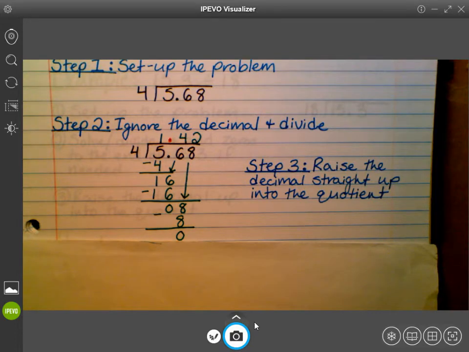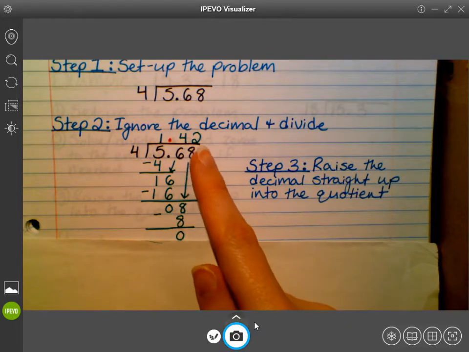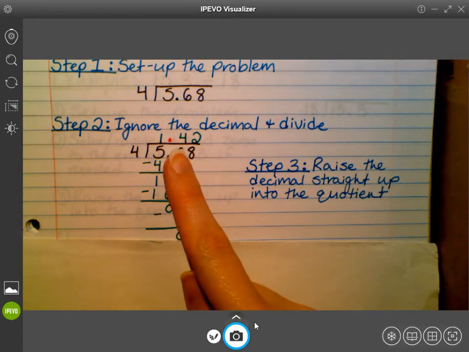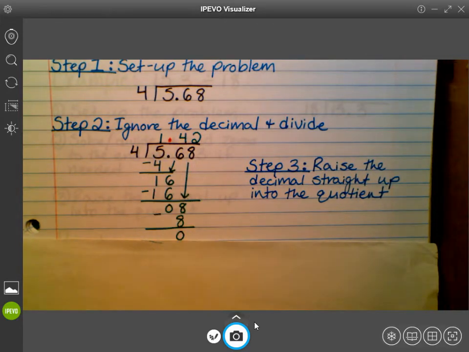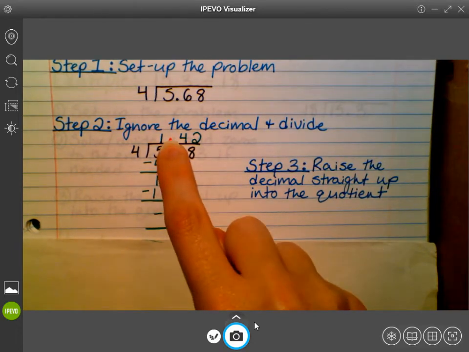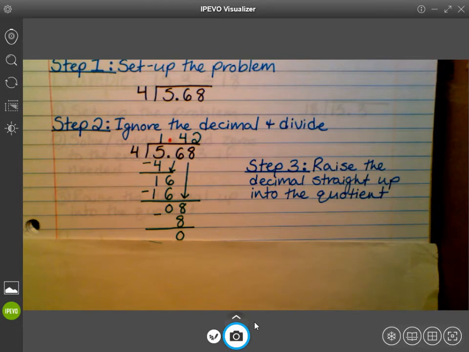So, 5th grade, is it important to make sure that your digits are lining up in your quotient? Yes, because if I accidentally had my 4 above the 5, then suddenly I would have 14 and 2/10, which is a very different number, right? 1 and 42 hundredths would be our answer. So you just raise the decimal straight up, and that is your answer. Is that a little easier than you thought it would be?